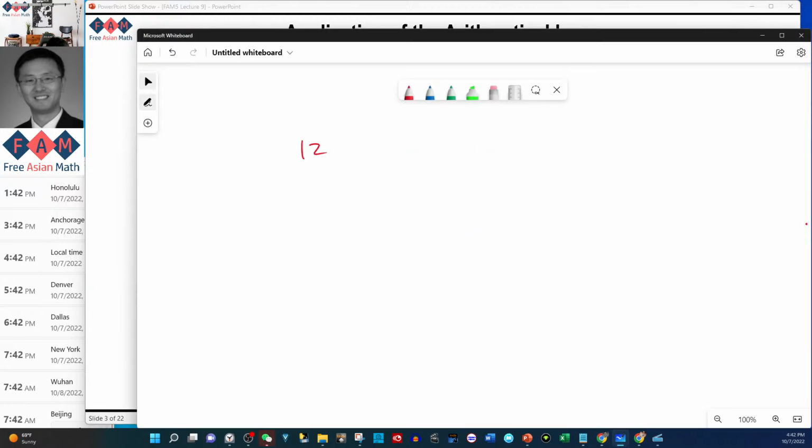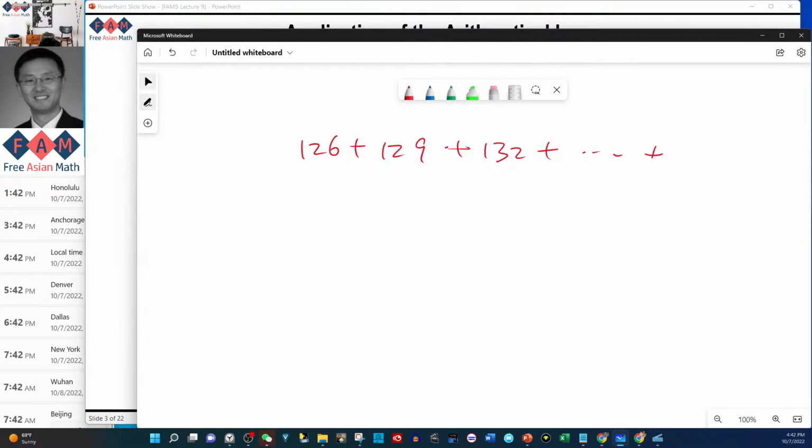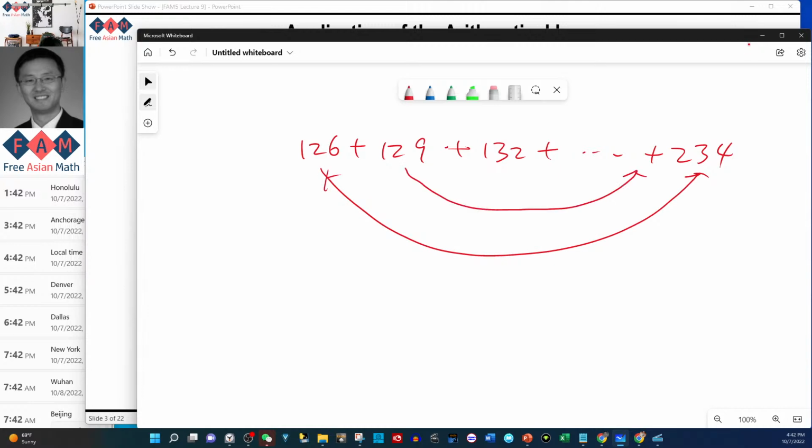So 129, 126, 129 plus 132 all the way to 234, I believe. Yes. So the idea is that if we combine the first one and the last one, and the second one and the second to last one, you can see that because the first number goes up, and the second number actually goes down from the very last one.